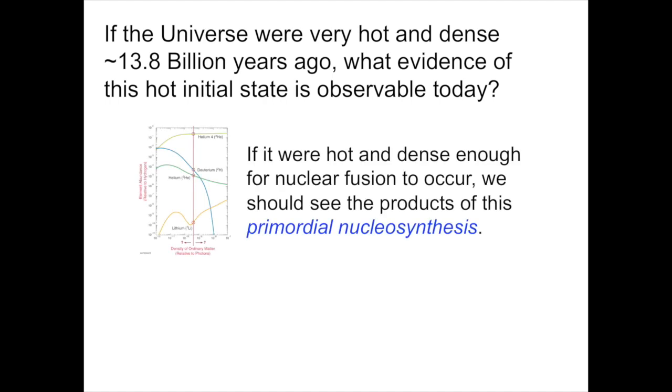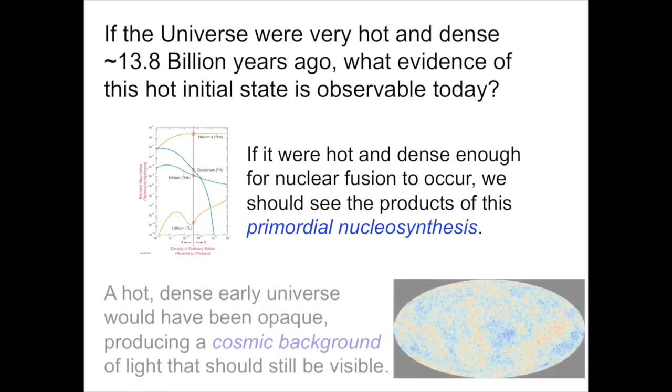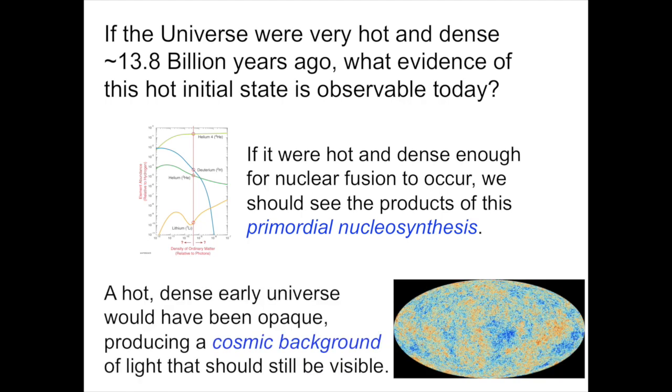The first line of evidence is that if it were hot and dense enough for nuclear fusion to occur, then we should see the products of this primordial nucleosynthesis remaining in the universe around us. The second test we can apply is that a hot, dense, early universe at some point would have been opaque to light. This would have resulted in the production of a cosmic background of light that should still be visible, if faintly, in the universe today.